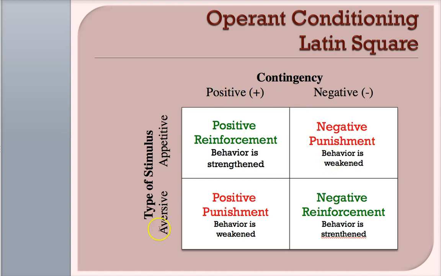Using a positive contingency with an aversive stimulus produces positive punishment. If you do something and I present an aversive stimulus, that's going to weaken that behavior. You're not going to want to repeat it. And if I remove an aversive stimulus, so we're using the same aversive stimulus, but we remove it, we end up with negative reinforcement. This would be doing something to turn off something or make something aversive go away. And these four different procedures, or these four different types of associations or consequences, can be reviewed individually.